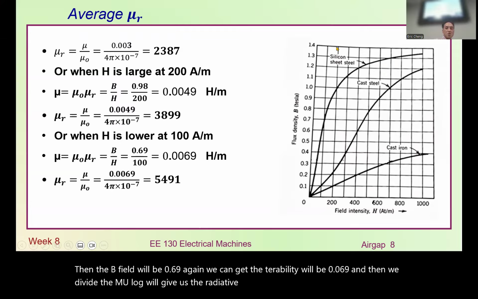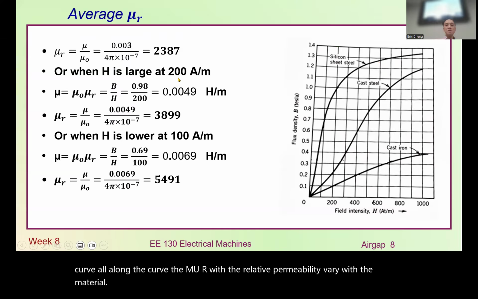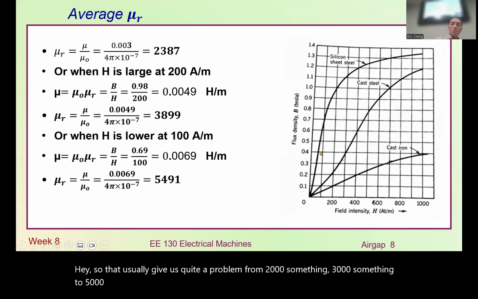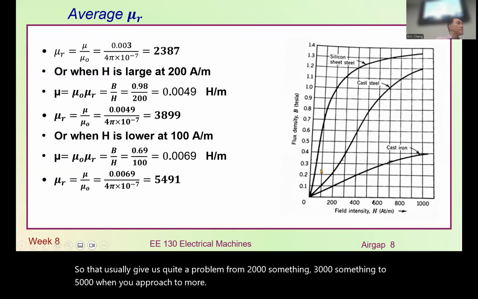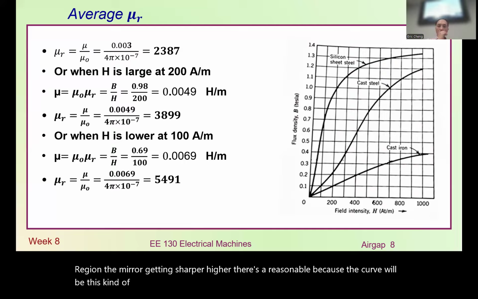So you can see that all along the curve, the mu r, the relative permeability, varies with the material. So that usually gives us quite a problem. From 2,000 something, 3,000 something, to 5,000, when you approach the saturation region, the mu gets sharper, higher. That's reasonable because the curve will have this kind of curvature. So we don't know which one to use for the calculation.